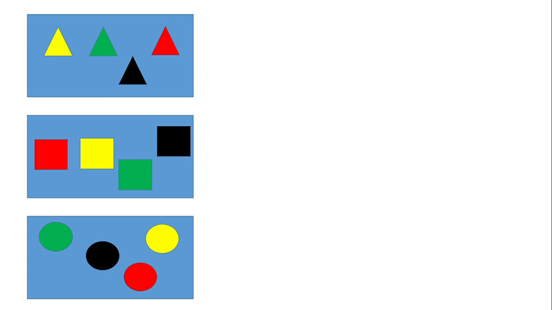It's also good for noticing distinctions. So we can say the top box has shapes that only have three sides. The second box has shapes that have four sides, and that is how triangles and squares are different. So it allows us to compare and contrast.